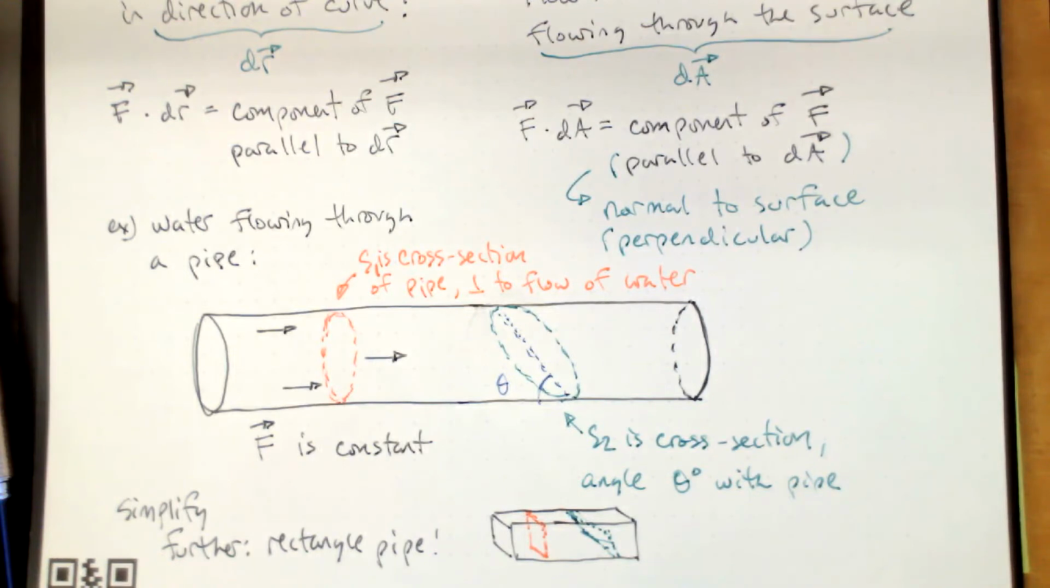Questions? Take a minute and think about what this integral should represent. And we'll start with that first one, the cross section of the pipe perpendicular to the flow of the water. So in this picture, the water is flowing through the pipe, and this is the speed of the water. So this is going to be measured in some kind of meters per second.